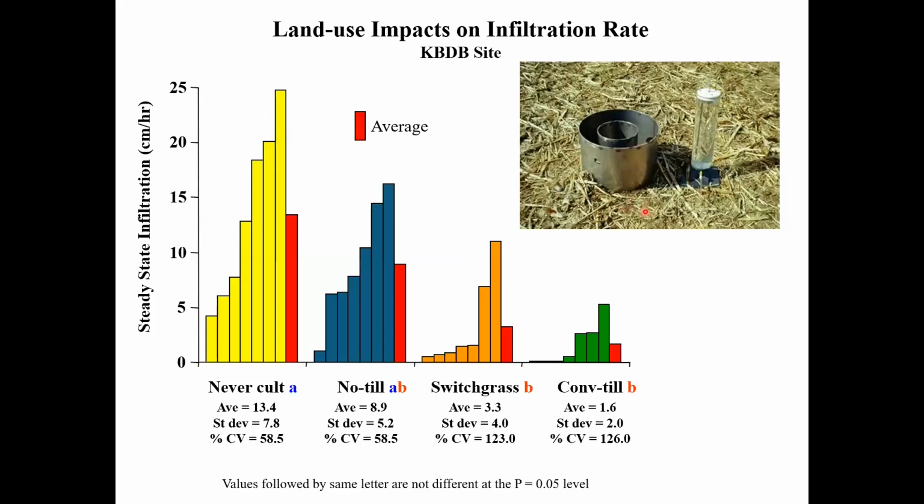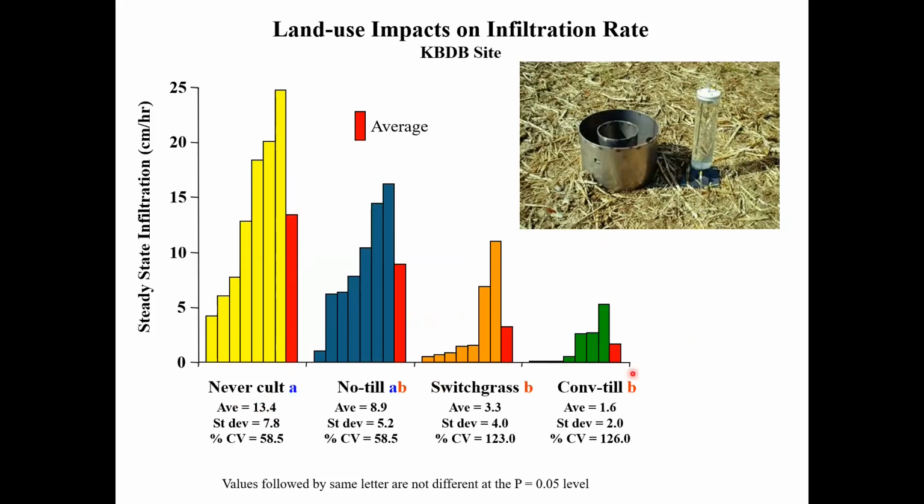If we looked at infiltration rates, these are four different sites. These were in the Fox River watershed, but very, very close. These were in Kane County. Here's a never cultivated area. Here's the average infiltration rate in the never cultivated area: 13 inches or 13 centimeters per hour. So we can get 5 inches of rain and not have any runoff.